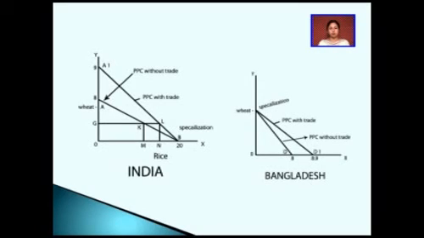India would like to produce more. In that case, India will specialize all its resources only on increasing the production of rice. Then the production possibility curve will shift from AB to AB1. That is the new production possibility curve. On the other side, the new production possibility curve for Bangladesh will be CD1. These are the new production possibility curves.